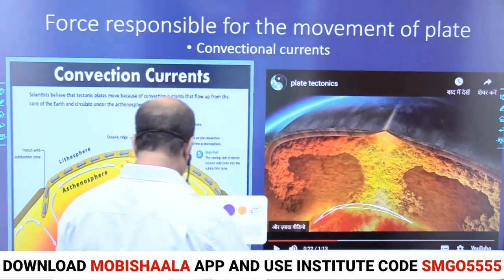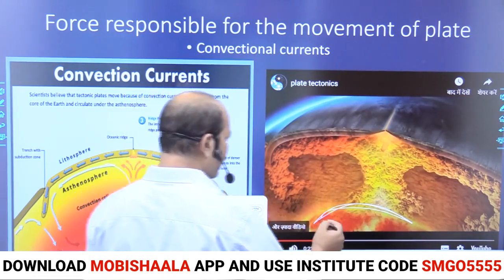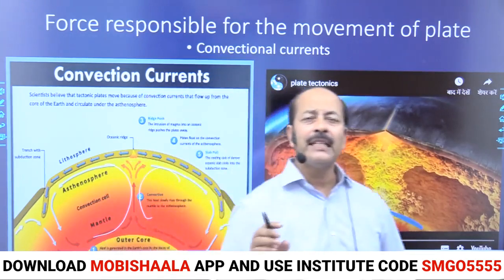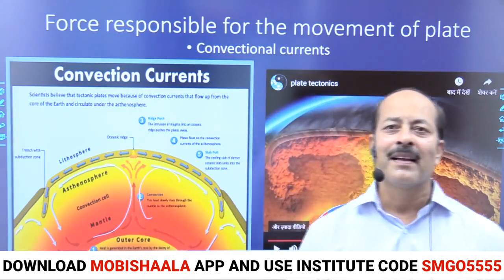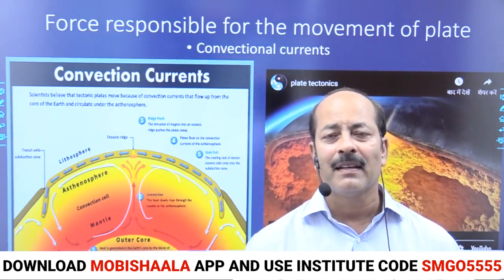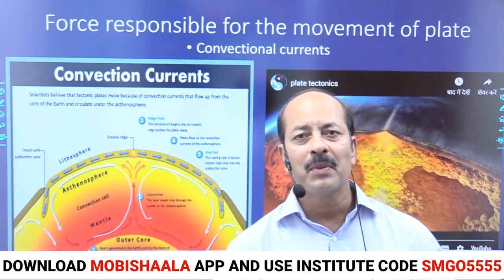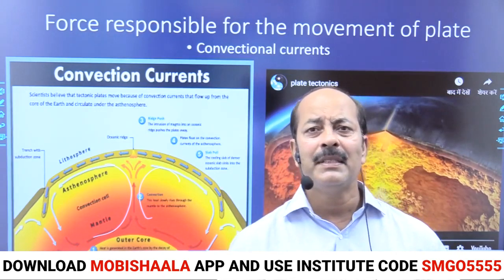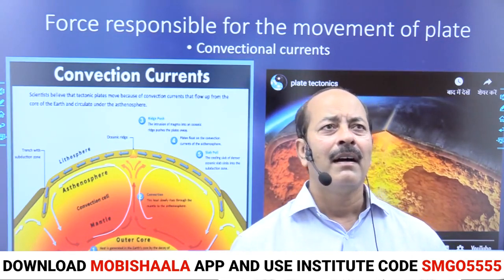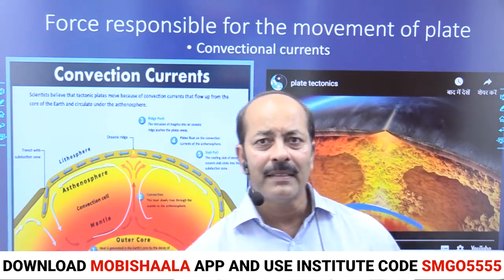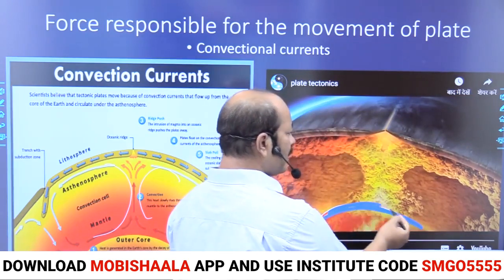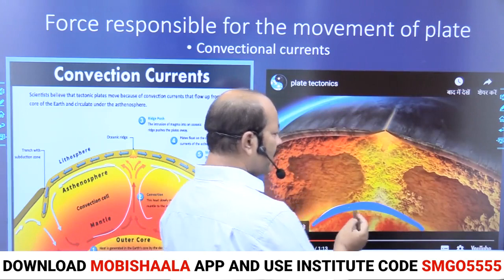The main area inside the earth is the asthenosphere area. This one is the asthenosphere, and it is a source of generation of energy inside the earth. In the asthenosphere you will find a huge amount of radioactive elements. You know about uranium, thorium, radium; these types of elements are there. By fission or fusion, or you can say by breaking of radioactive elements, a huge amount of energy is generated inside the layer, in the asthenosphere.